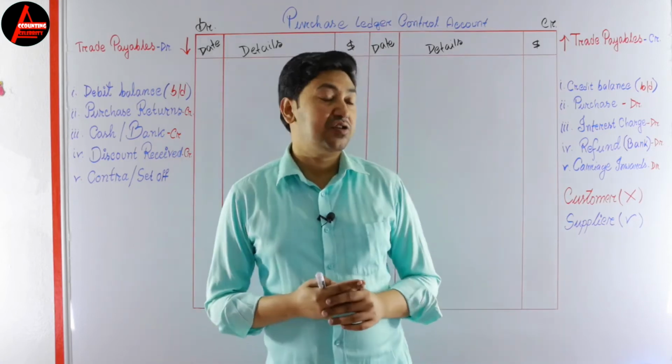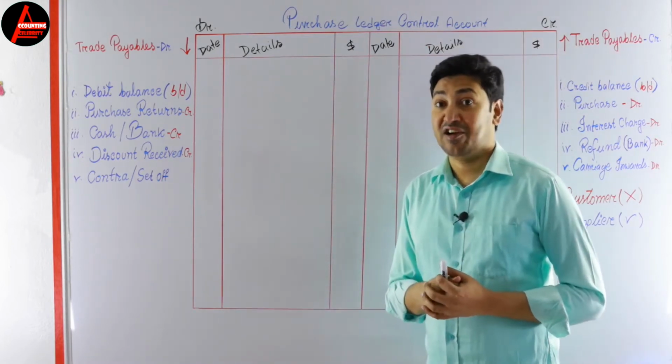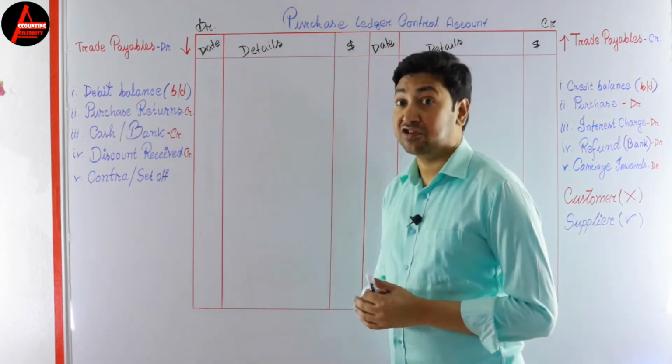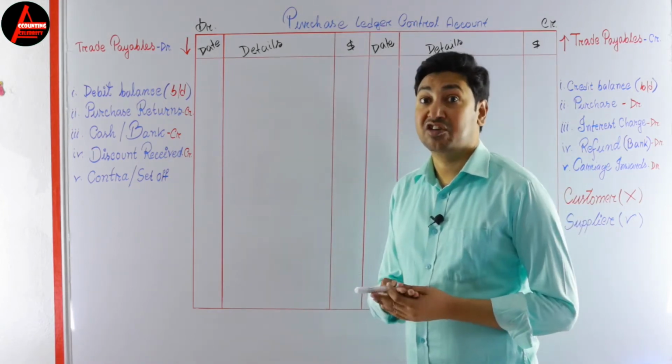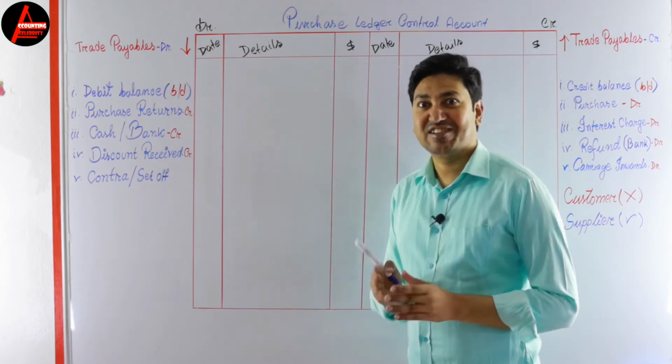Today I'll teach you how to prepare a purchase ledger control account. This is often called trade payables control account or supplier ledger control account. It is also called creditors ledger control account. Okay, so don't be confused.